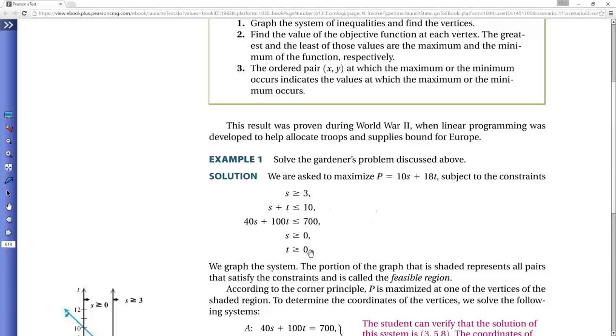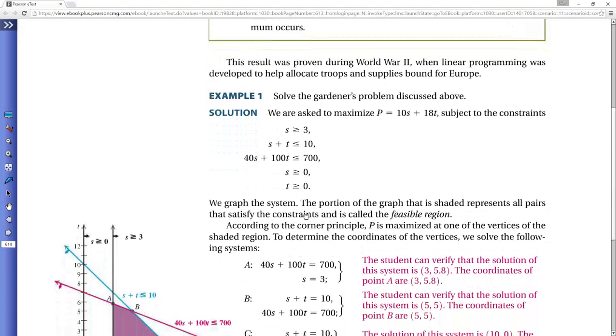Here are our constraints again. You have to have 3 or more shrubs. The plants can't be more than 10, but it could be equal to 10. The costs here have to stay under $700. It costs $40 for a shrub, $100 for a tree, and these things have to be either 0 or positive. So the number of shrubs has to be greater than or equal to 0, and trees greater than or equal to 0.